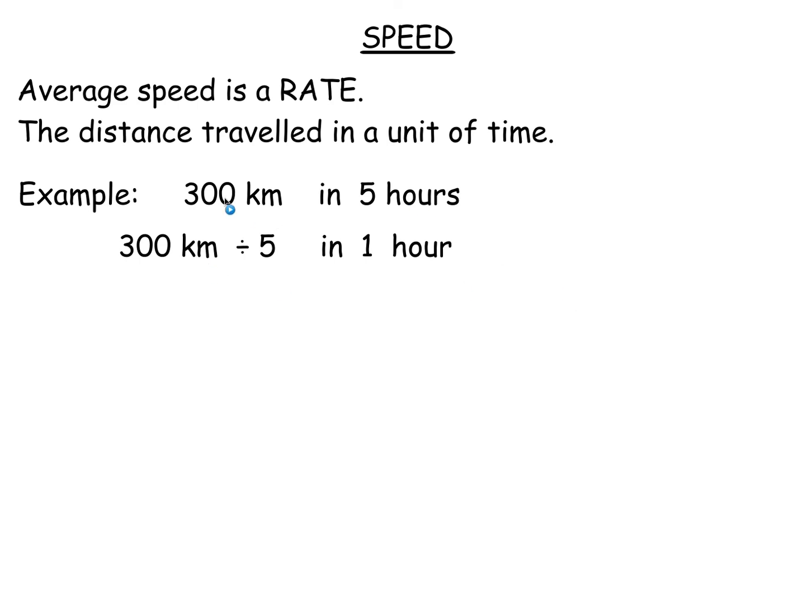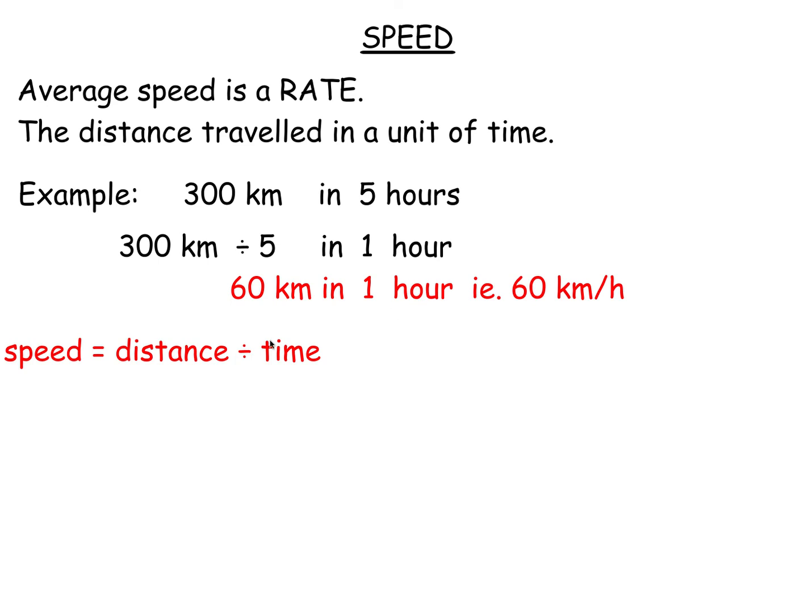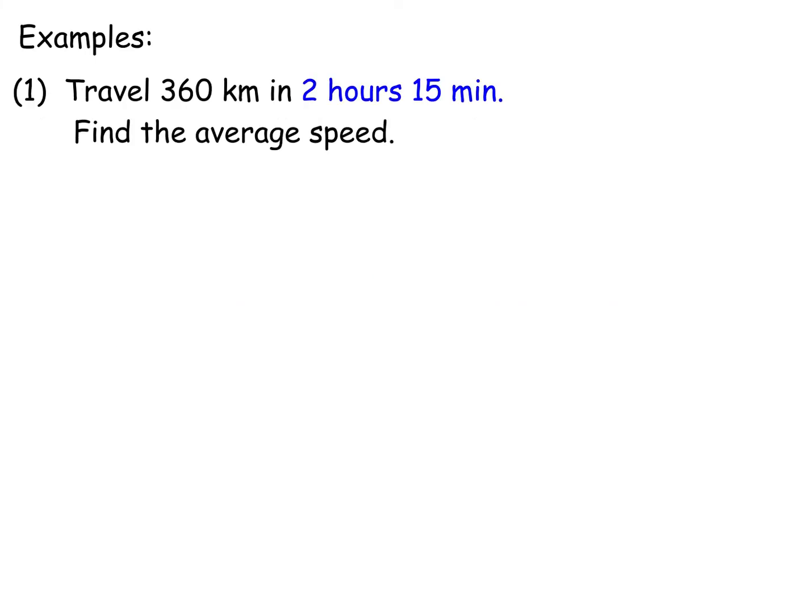So the distance gets divided by the 5 of the 5 hours. The distance gets divided by this 5 of the time. And in general, you can say then speed is distance divided by time. It's simplifying the ratio down to 1 unit of time. So S equals D divided by T, or as we'll write it, S equals D over T.